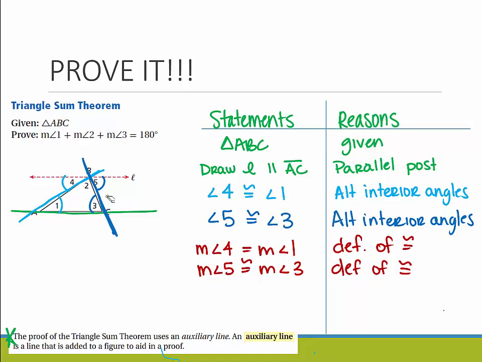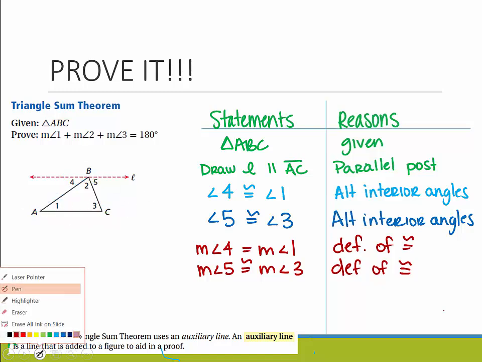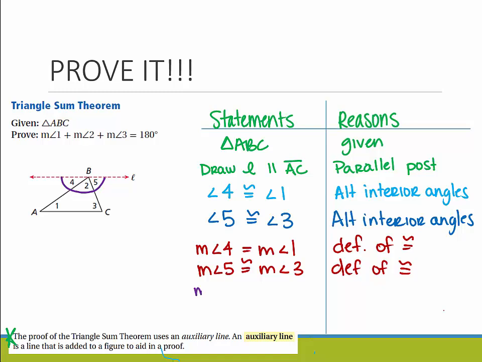So now, go back and look at what we have here. We know that because this forms a line, those three angles have to add up to 180. So we know the measure of angle 4 plus the measure of angle 2 plus the measure of angle 5 has to add up to 180 degrees. And that's because of the definition of a straight line.